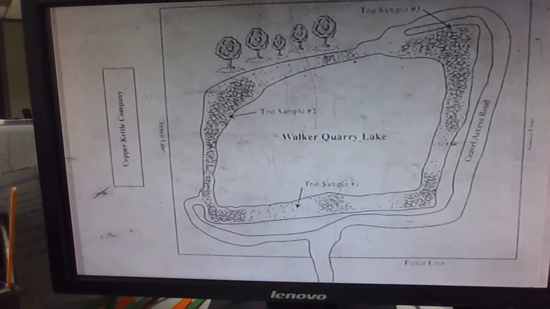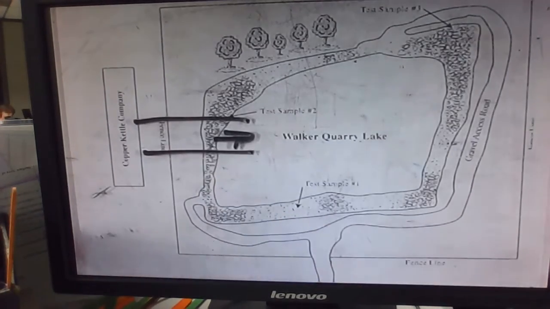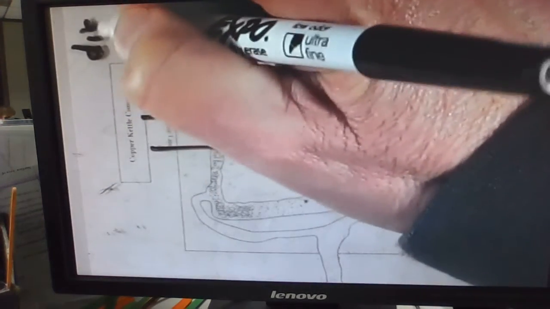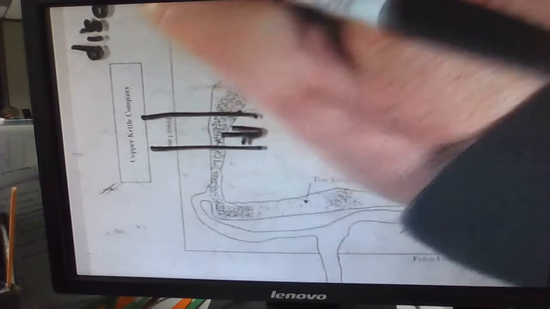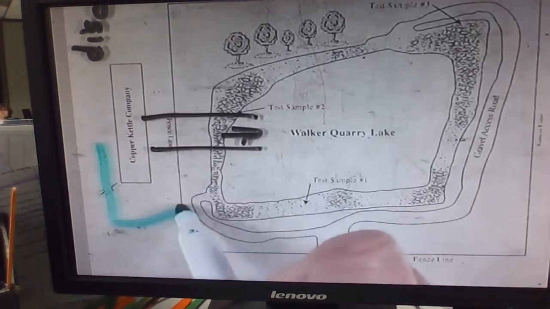So let's say that after you do that lab, you find out that the Copper Kettle Company has a discharge pipe into that lake. Discharge pipe. And so we can trace the contaminants directly from the Copper Kettle Company into the lake.